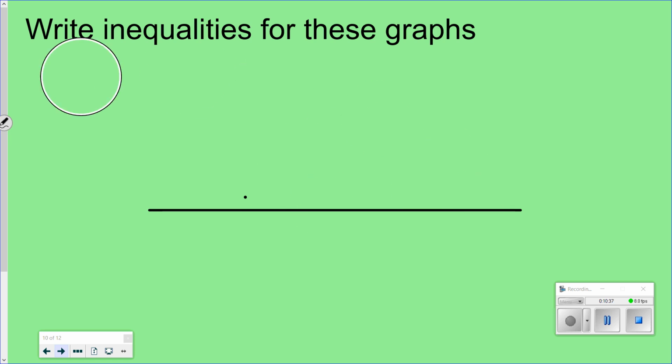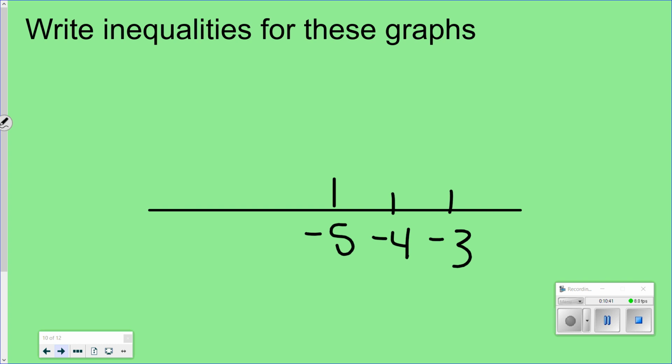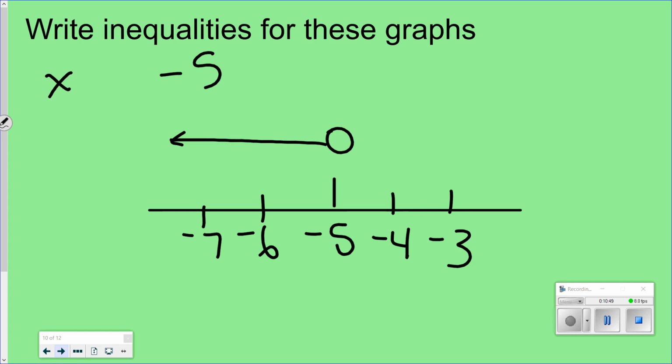We'll do another one. So if I have -5, okay, first you're going to start with your -5 and your x, and you're going to think, what could x be here? I know that it's an open dot, so that's going to give me one of these two signs. And it looks like these numbers are less than -5, because -6 is less, -7 is less. That means that x would be less than -5.